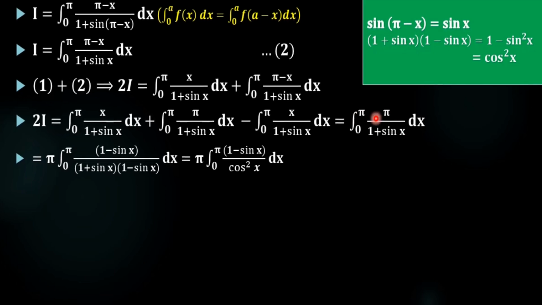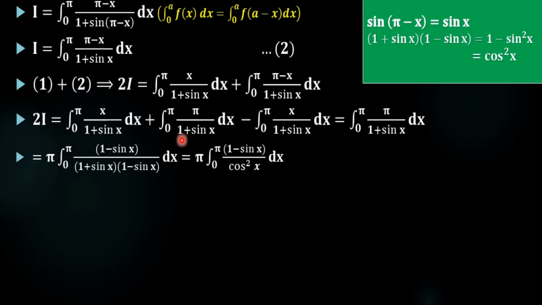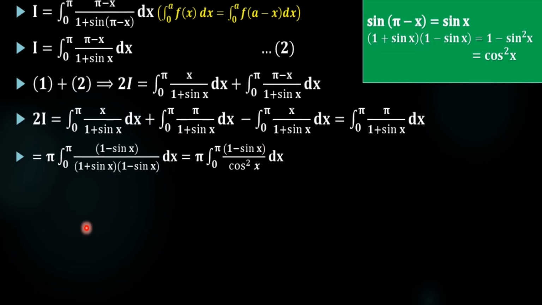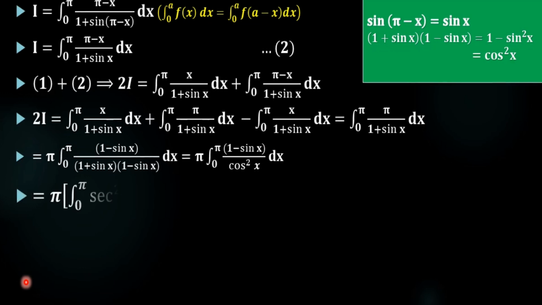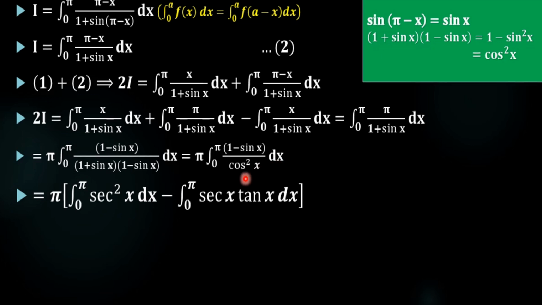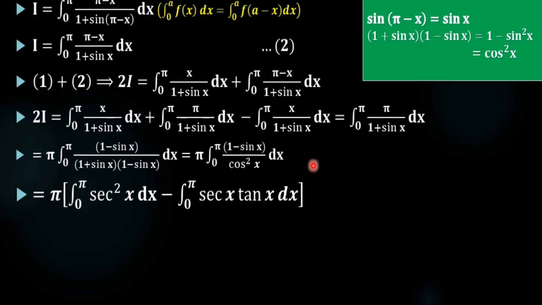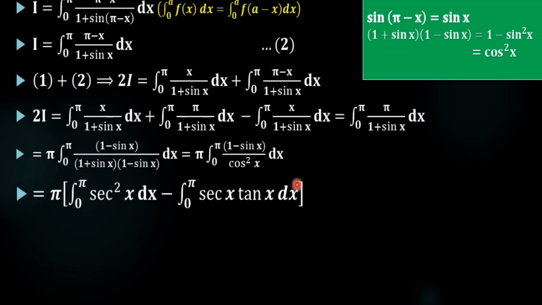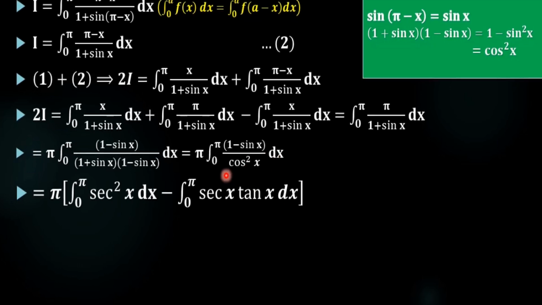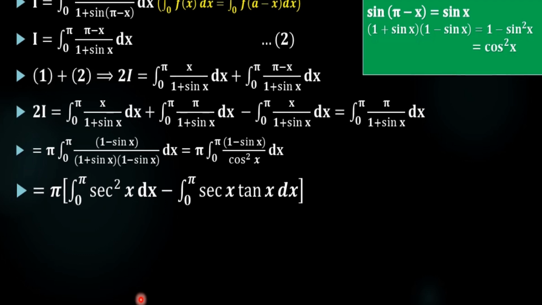Where does that pi come from? This pi is taken outside. Now, next step, we are dividing each term of the numerator by cos square x. Then we will get 1 by cos square x, that is sec square x, and sin x by cos square x, which can be rewritten as sin x by cos x into 1 by cos x. Sin x by cos x gives tan x, 1 by cos x gives sec x. That is pi into integral 0 to pi sec square x dx minus integral 0 to pi sec x tan x dx.